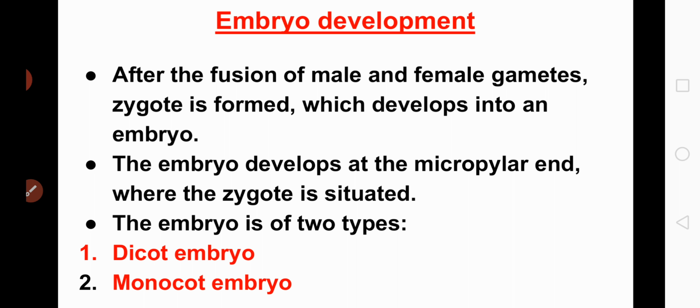Now, after the fusion of male and female gametes, the zygote is formed, and this zygote develops into the embryo. The embryo develops at the micropylar end where the zygote is situated. Now coming to the structure of the embryo, it is of two types: dicot embryo and monocot embryo.